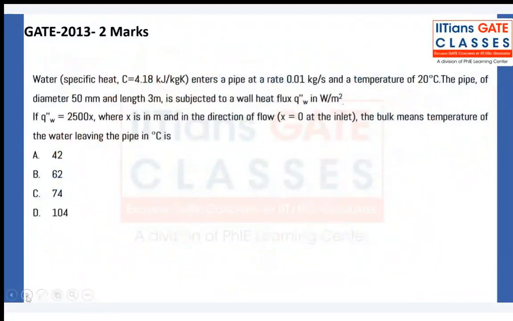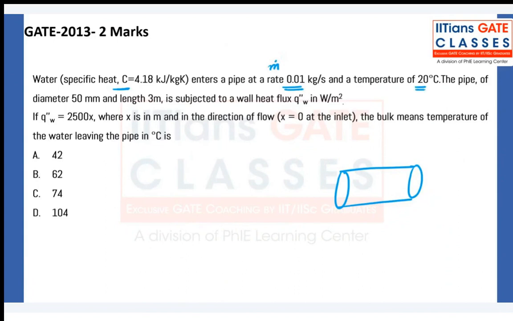Water enters a pipe. Okay, we have a pipe here and water is entering. The specific heat of water is C, the mass flow rate is this, and the temperature is 20 degrees Celsius. The pipe has a diameter of 50 millimeter.